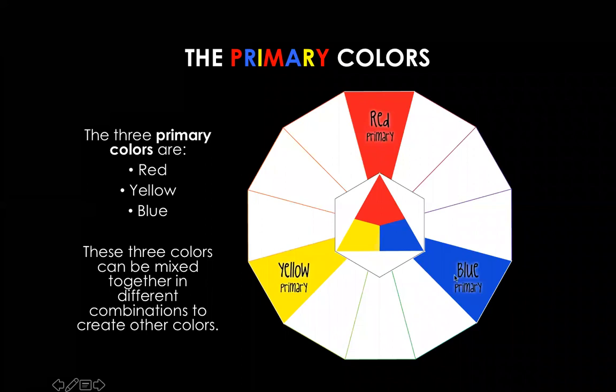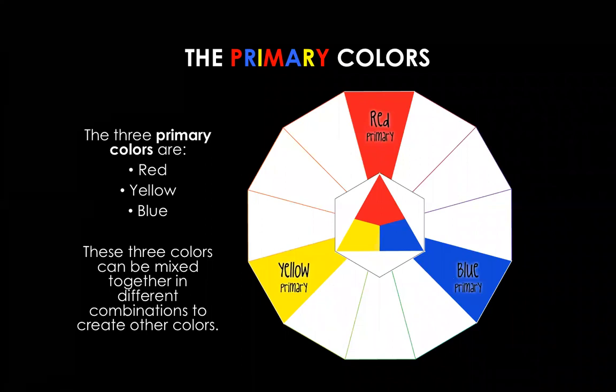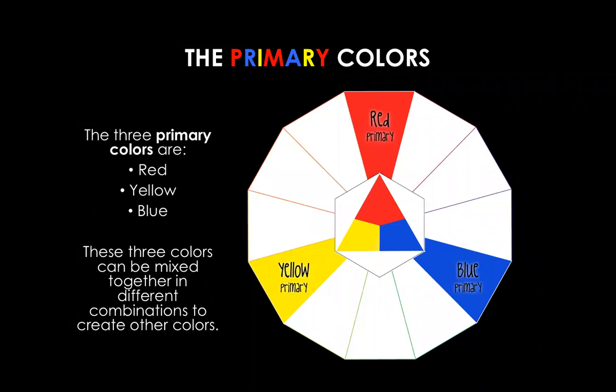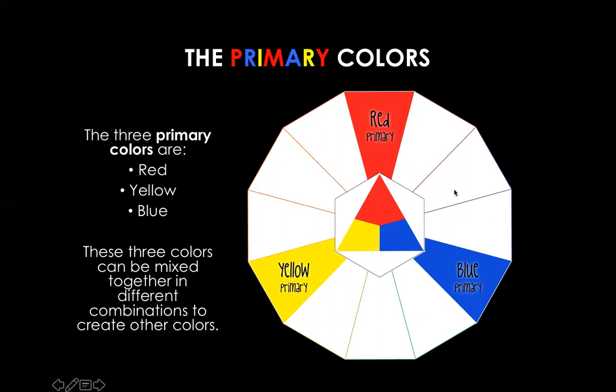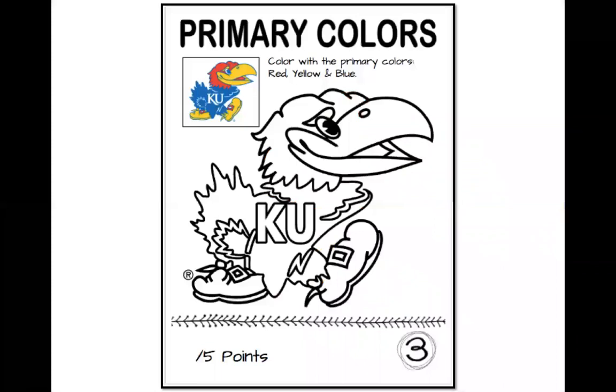Primary colors are red, yellow, and blue. An easy way to remember them, especially for us being from Kansas, they are Superman colors, Superman's from Kansas, or they are Jayhawk colors, red, yellow, and blue. These are the 3 colors that you need to use to create any other color. You cannot create red, yellow, and blue because they are primary. So on page 3, you are going to color the Jayhawk using the primary colors. Now, yes, I understand it's just a coloring page. However, you get the 5 points for coloring it neatly and nicely.